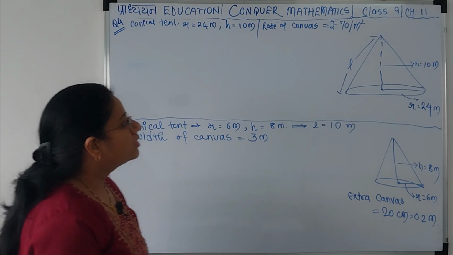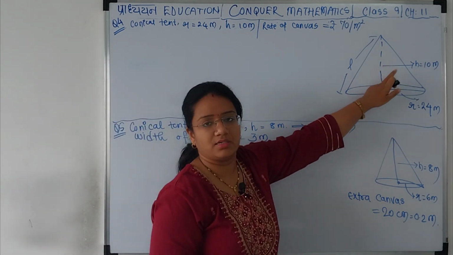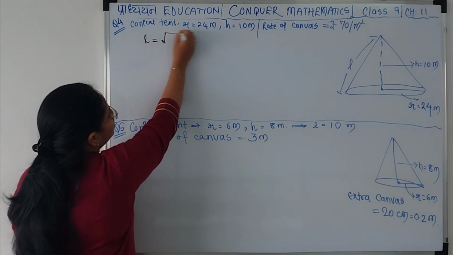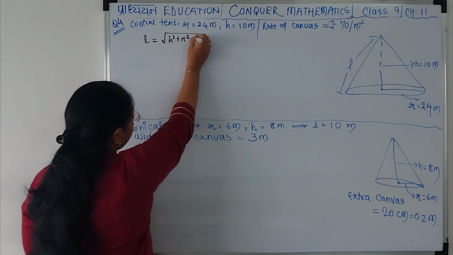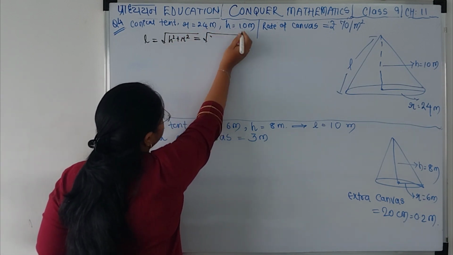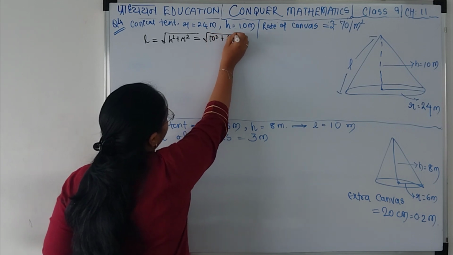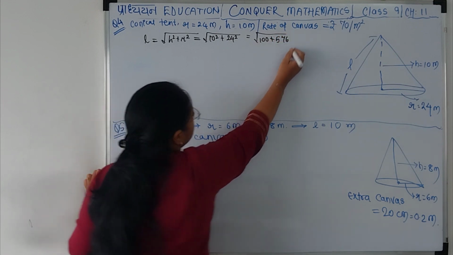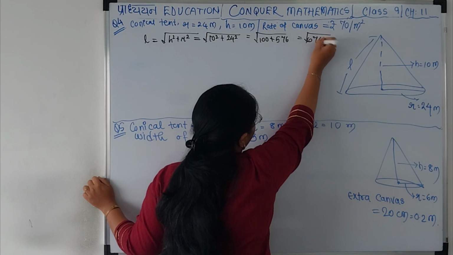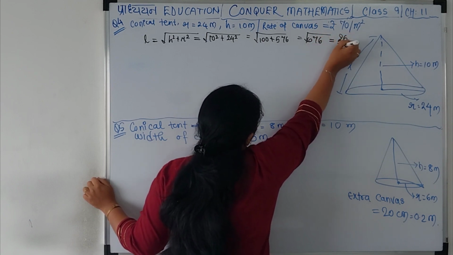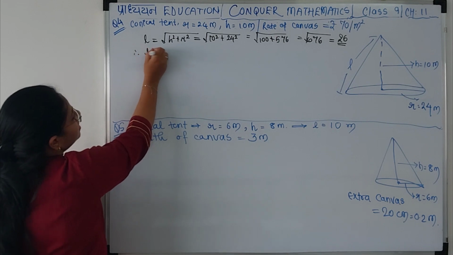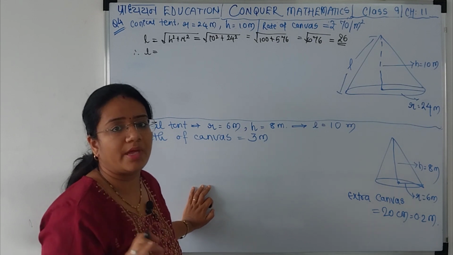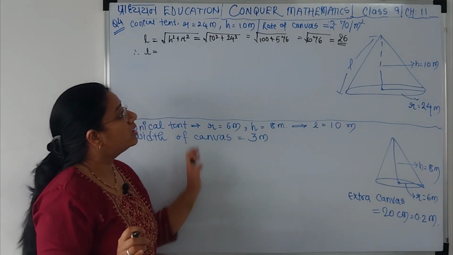How much will it cost, right? So you are given the radius of the tent and the height. Like I said, you will have to find out the slant height first. Slant height will be equal to root of h square plus r square, which is equal to root of 10 square plus 24 square, which is root of 100 plus 24 square is 576. This is equal to root of 676, which is nothing but 26. You should know the squares and square roots from 1 to 30. You should know squares up to 30 because it is very important in such cases.